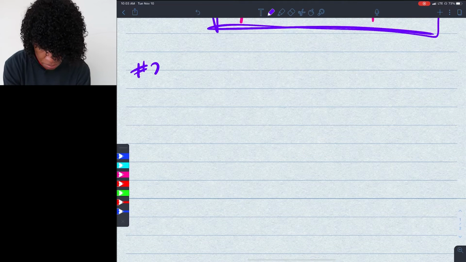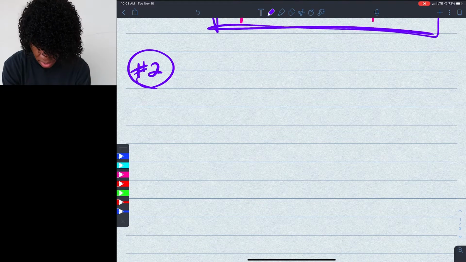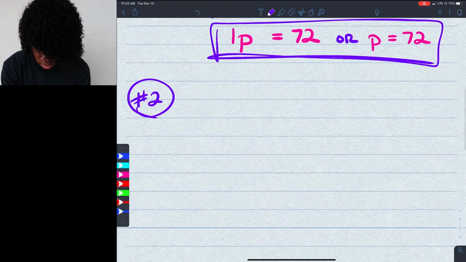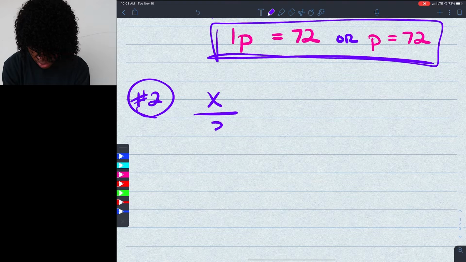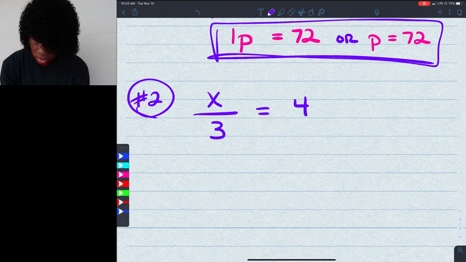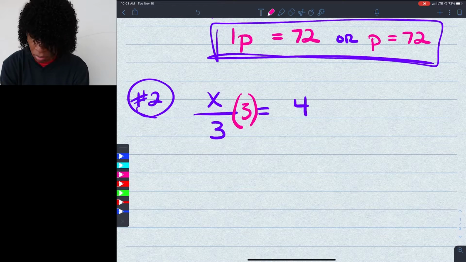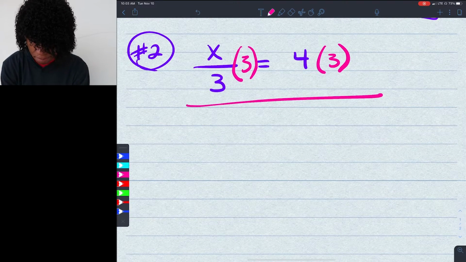All right, so number 2, let's say you've got x divided by 3 equals 4, okay? I see that it's being divided by 3, so that means I'm going to multiply this side by 3, and I'm going to multiply this side by 3, okay? Draw my bar.